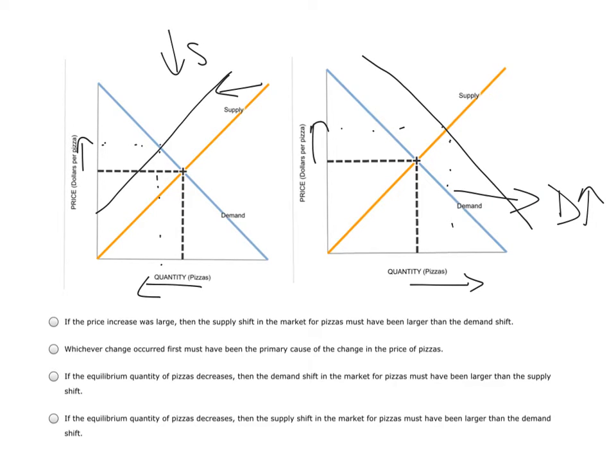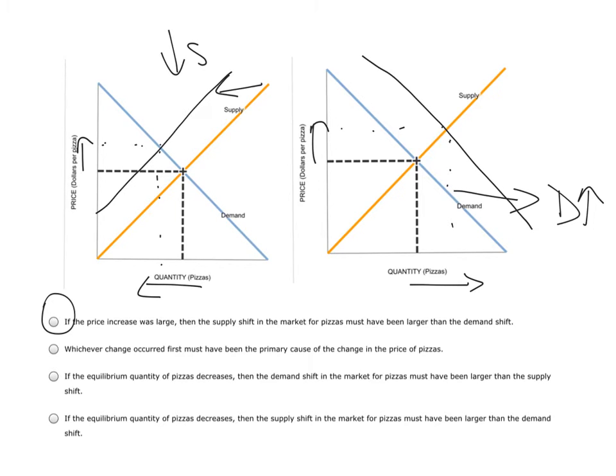So I can get a higher price in both of these, right? I have a higher price in this market. I have a higher price also in this market. But with the demand shift, the quantity is increasing. With the supply shift, the quantity is decreasing. So let's think about this.